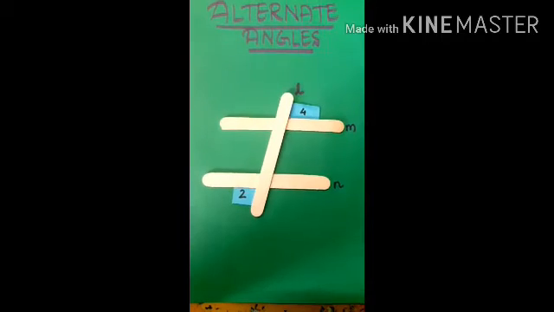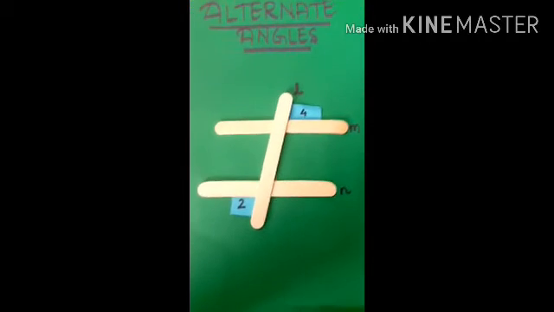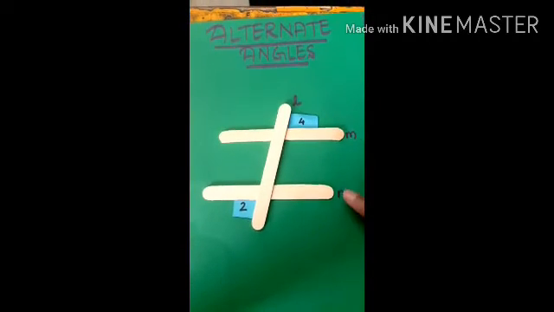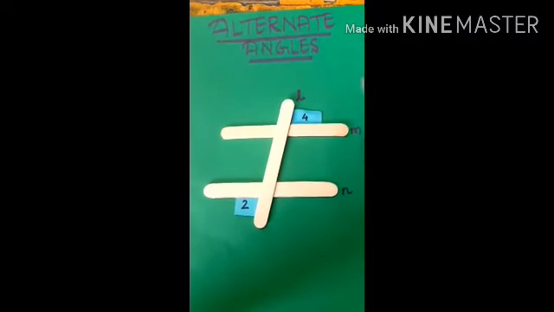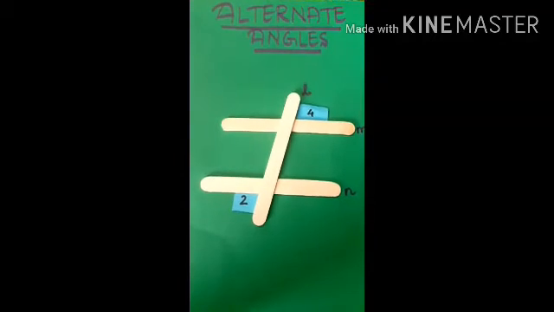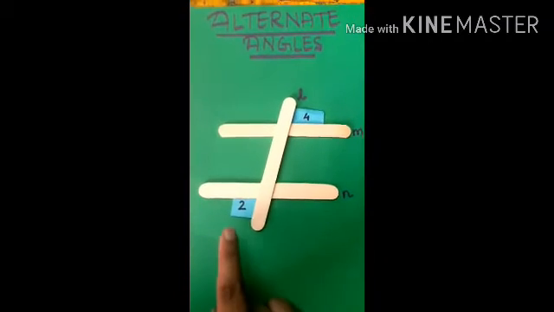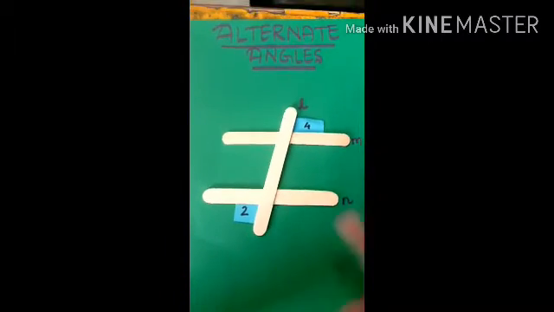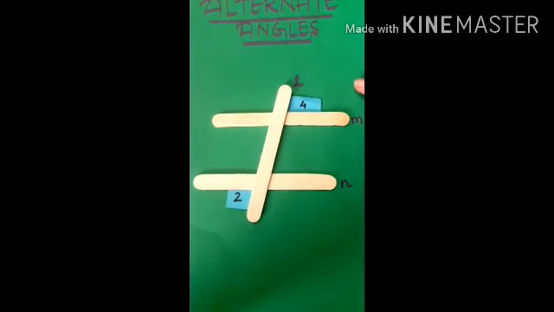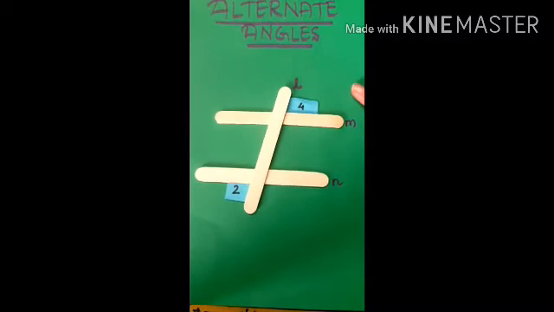So let's see alternate pairs of angles. As you can see here, line M and line N are two parallel lines and L is the transversal. In that, the two exterior angles, where one is on one side of the transversal and the next angle is exterior on the other side, that is angle 2 here and angle 4 here, are a pair of alternate angles. So we can say that angle 2 and angle 4 are a pair of alternate angles.